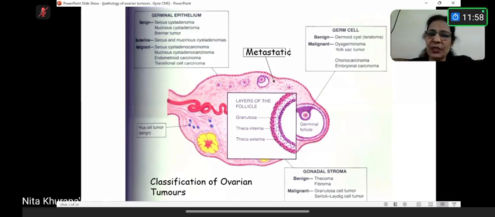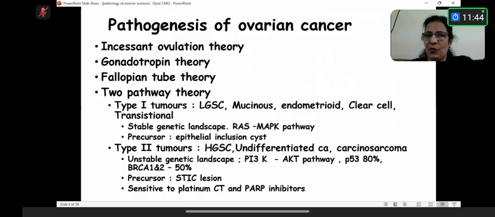Then the uncommon tumors are the Hilar cell tumors, which are usually benign, and very rarely we can have the vascular tumors and the leiomyomas, which arise from the ovarian hilar stroma and from the ovarian vessels. Now, why do these tumors develop? What is the pathogenesis behind it?